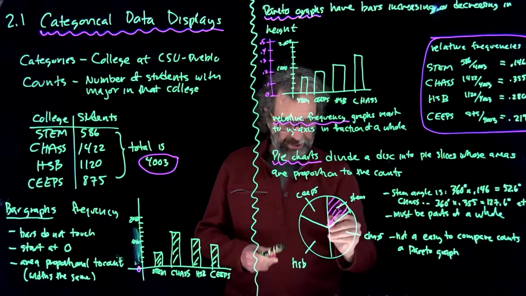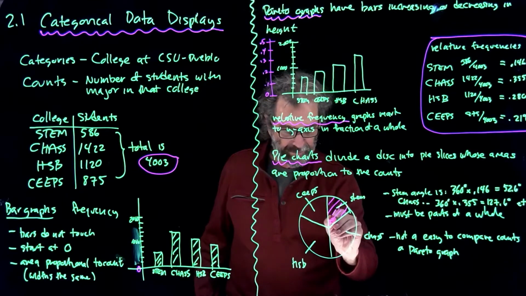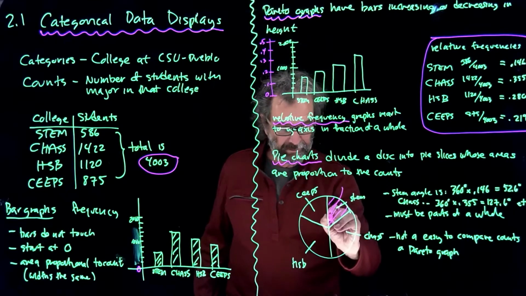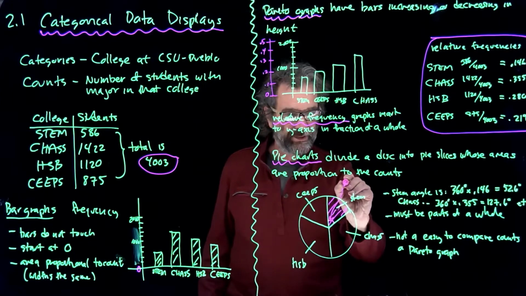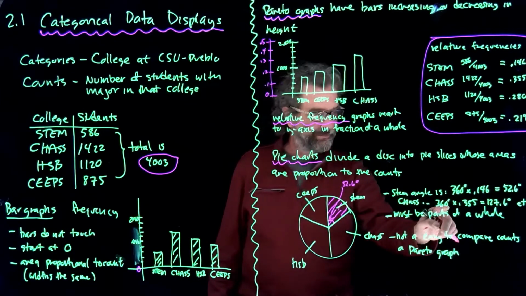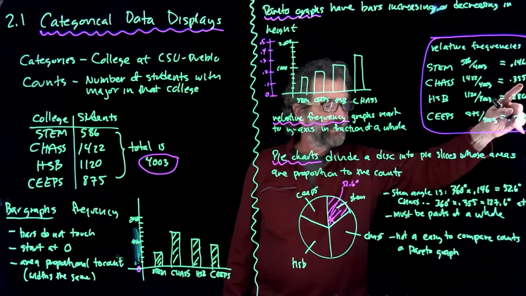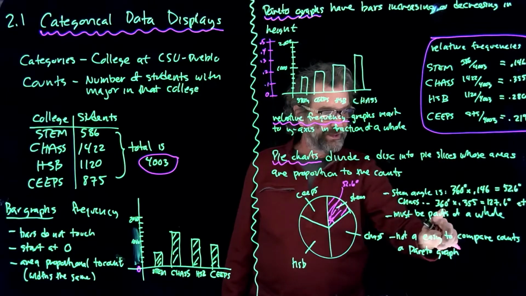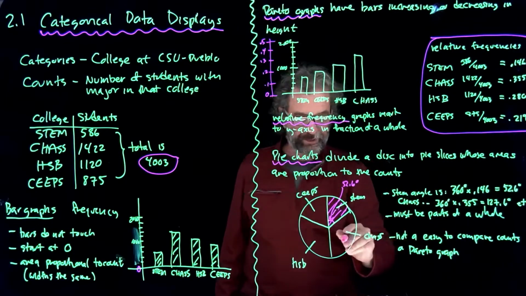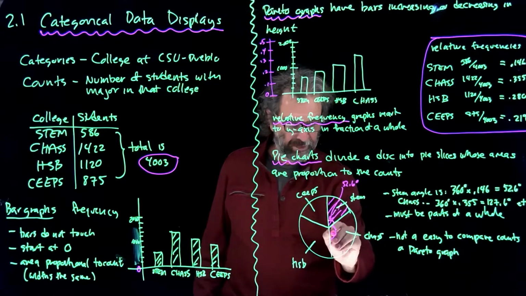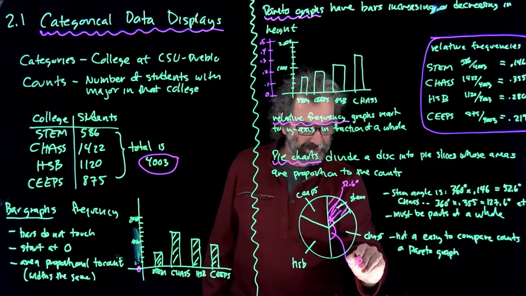So I didn't do a very good job, I just did it by eye. So this angle here should be 52.6 degrees, like that. And then for Chaz, it's 35% of the whole, 35% of 360, which is around 127 degrees. So down here, that should be 127.6 degrees.